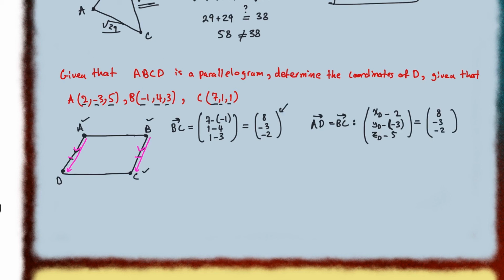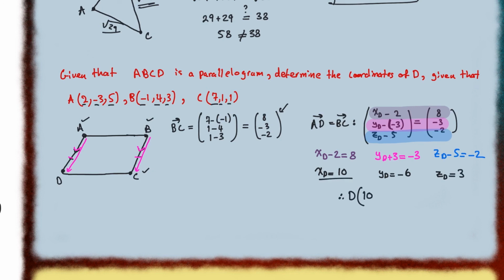Once we do this, we can write 3 different equations and find the 3 different components. So xd minus 2 is equal to 8. yd minus -3 is equal to -3. And finally, zd minus 5 is equal to -2. When we solve this, we get the x component of point D is equal to 10, the y component of point D is equal to -6, and the z component is equal to 3. And that's going to be our final answer.